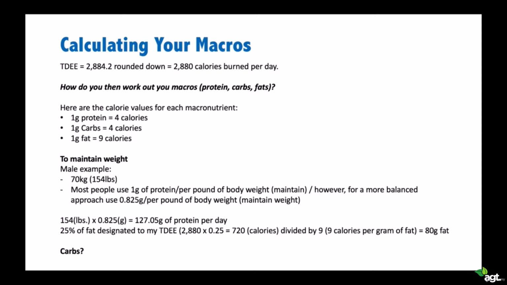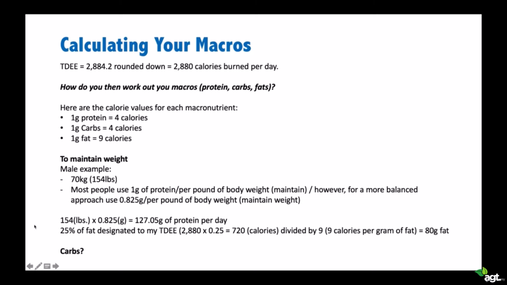And then to find out how many grams that is, we divide 720 calories by 9, because 9 calories is 1 gram of fat. So how many 9s going into 720 will give us the amount of grams of fat he should be having per day. So 720 divided by 9 equals 80 grams of fat. So far this guy should be having 127.05 grams of protein per day and 80 grams of fat per day.